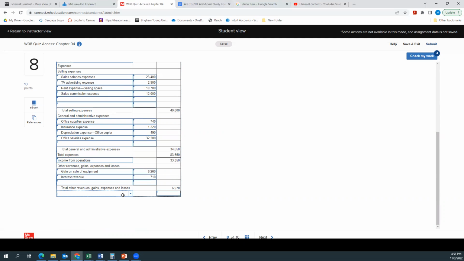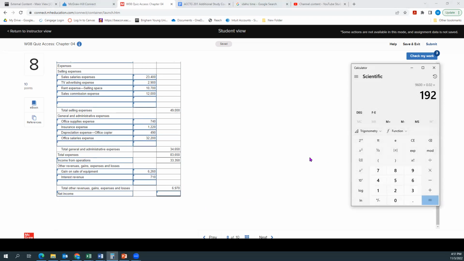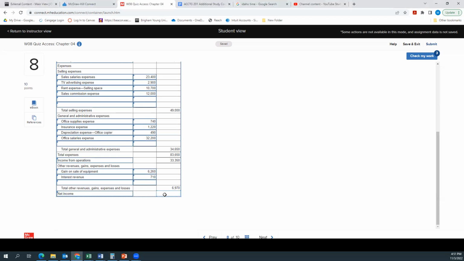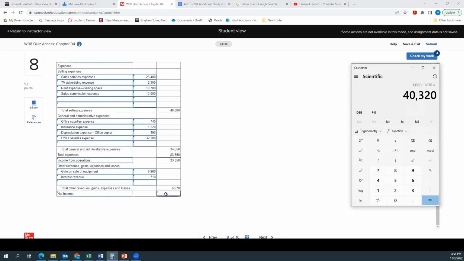So our net income will be our income from operations plus any other revenues or minus any other expenses. These are both revenues, so they're going to add to our overall income. So that's going to be 33,350 plus 6,970, which is 40,320.